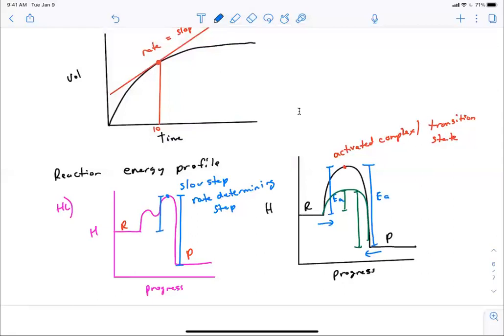So the shorter peak doesn't matter in the rate because that's considered what's called a fast step. It's always the highest enthalpy state that determines the activation energy. Questions about that?